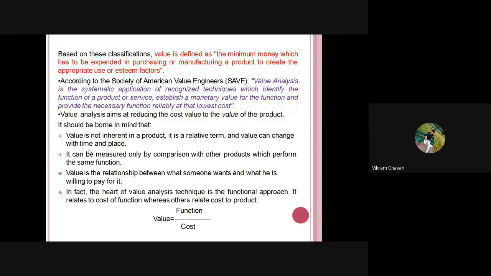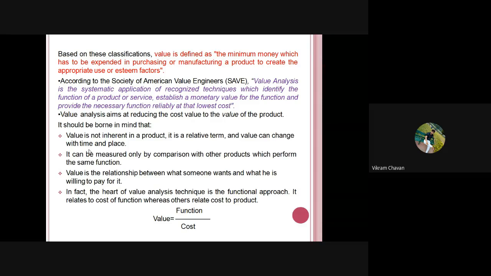If you reduce the cost of the product and provide more functionality, then the value of the product goes on increasing. In a reverse manner, if you do not provide the required functions in the mobile and the cost of the product is higher, then we can say that the value of the product is low.